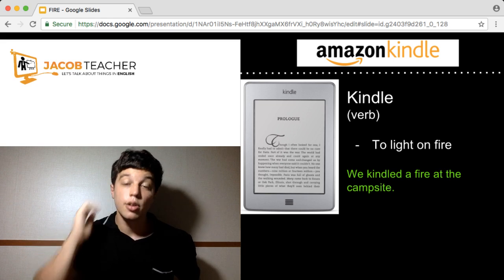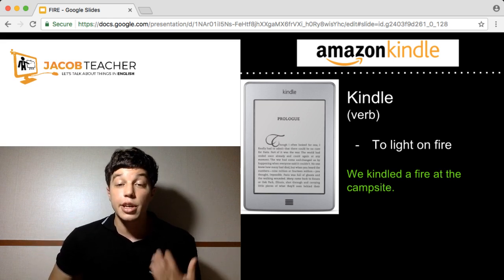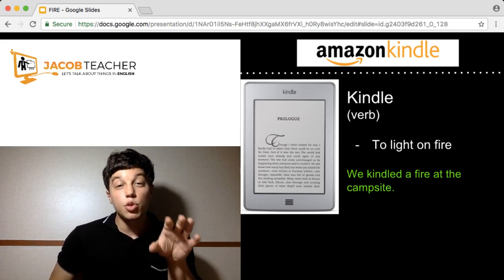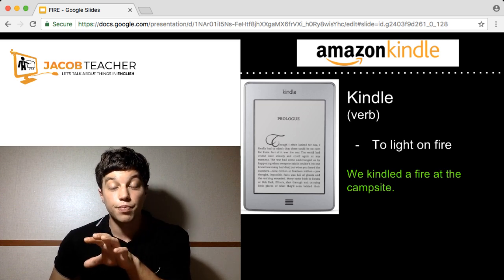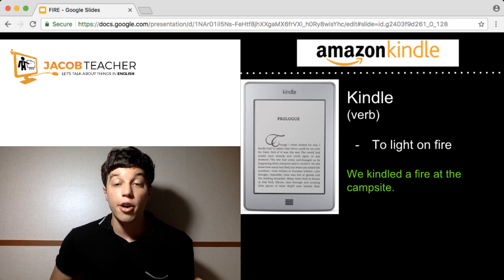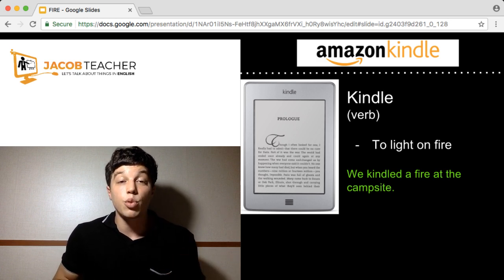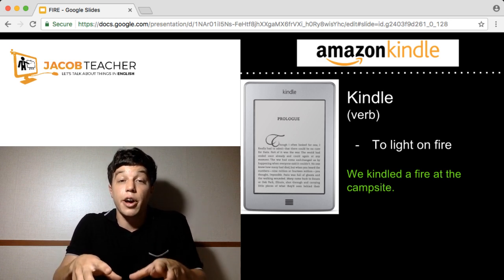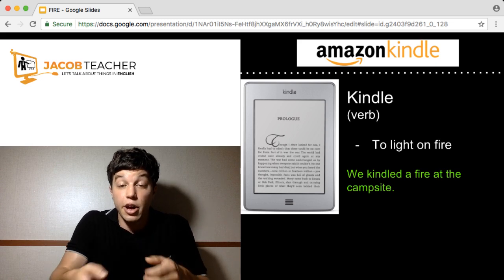Now, Kindle is a verb, and it means to light on fire. So an example sentence: we kindled a fire at the campsite. At the campsite, we kindled a fire. We lit a fire. Literally, we started a fire.